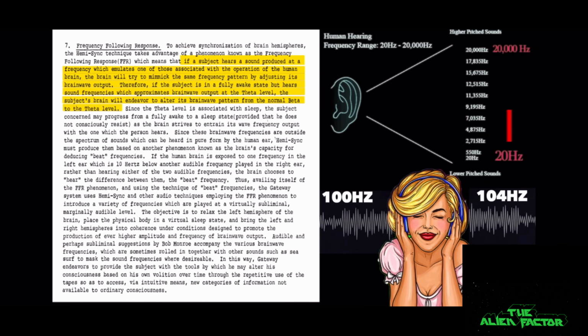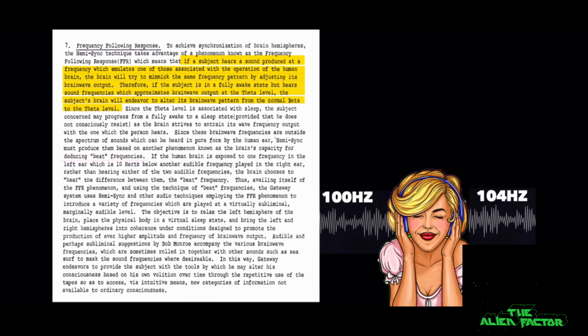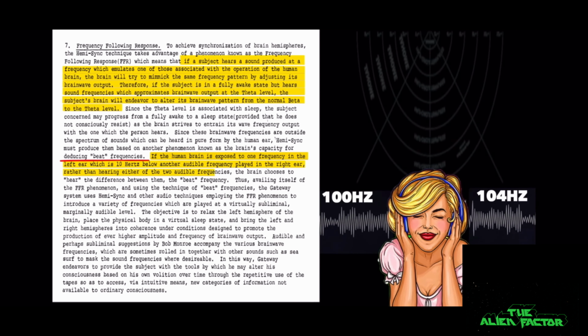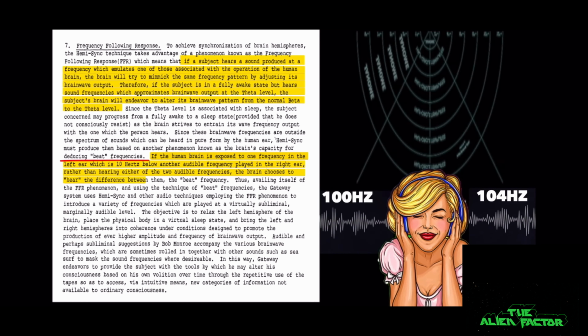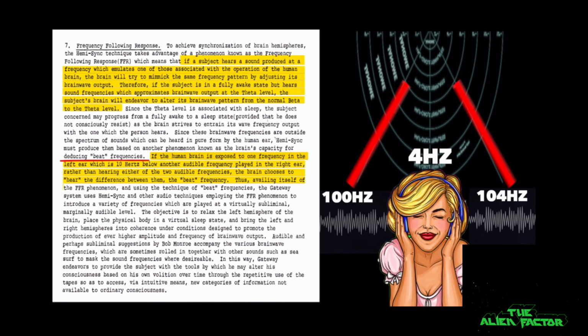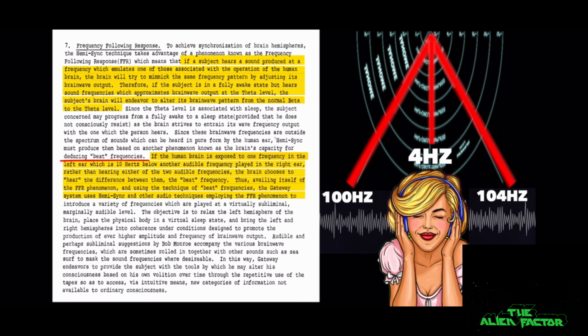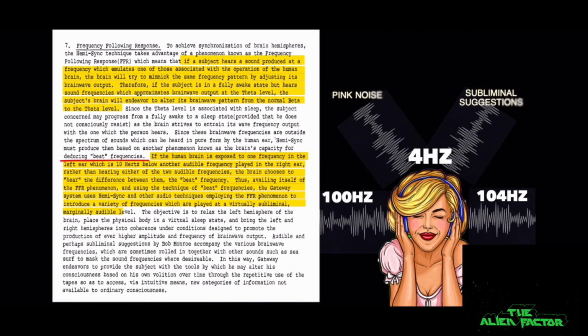Since these brainwave frequencies are outside the spectrum of sounds which can be heard in pure form by the human ear, Hemi-Sync must produce them based on another phenomenon known as the brain's capacity for deducing beat frequencies. If the human brain is exposed to one frequency in the left ear which is 10 Hz below another audible frequency played in the right ear, rather than hearing either of the two audible frequencies, the brain chooses to hear the difference between them, the beat frequency, thus availing itself of the FFR phenomenon and using the technique of beat frequencies. The gateway system uses Hemi-Sync and other audio techniques employing the FFR phenomenon to introduce a variety of frequencies which are played at a virtually subliminal, marginally audible level.